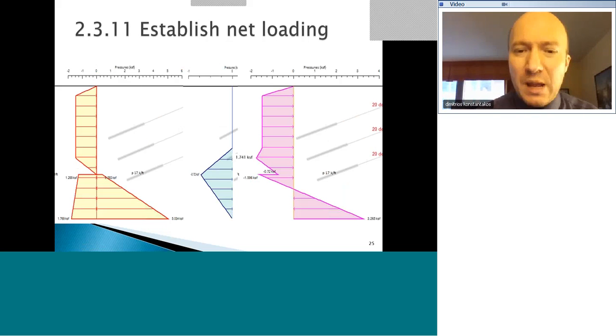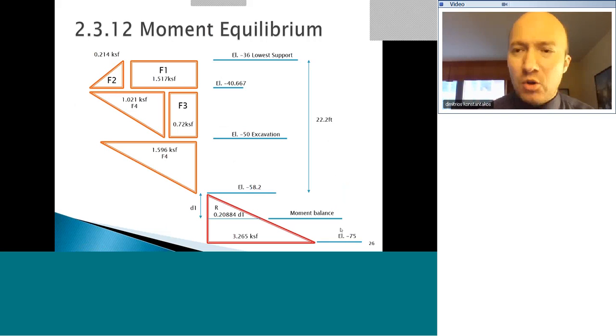So we're establishing again the net loading. We have our lateral earth pressures, our net water pressures, and our net loading diagram. And we're going to be using the Caltrans method, so we're going to be doing a moment equilibrium. So we're separating here manually. If we were to do this by hand, we'll separate each thrust component. Minus 36 elevation is our lowest support. Excavation at minus 50. And then we're trying here on the resisting forces to find this length where we can balance out the moments with all these thrusts.